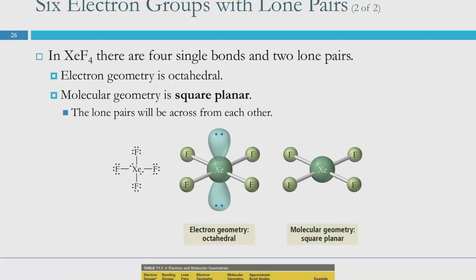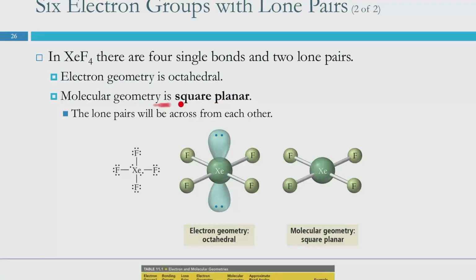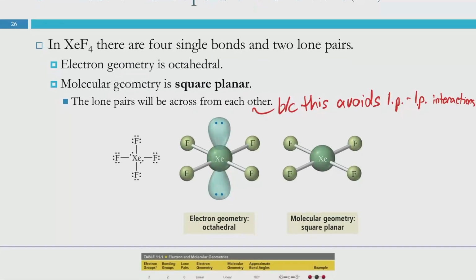So in XeF4, we've got 2 lone pairs, 4 bonds. Again, our electron geometry is octahedral. The molecular geometry is square planar. These lone pairs are going to be across from each other because this avoids lone pair interactions. All the positions are equal, so we should put them across from each other. And now we've got square planar.